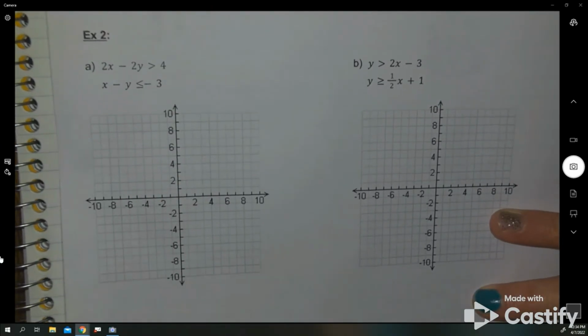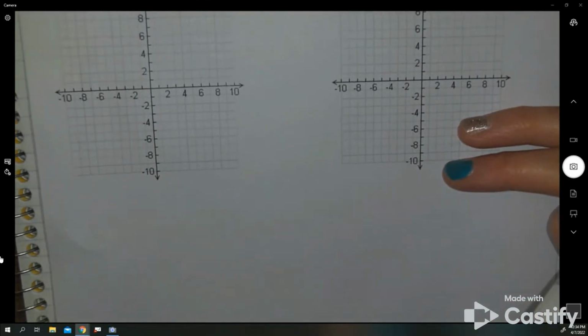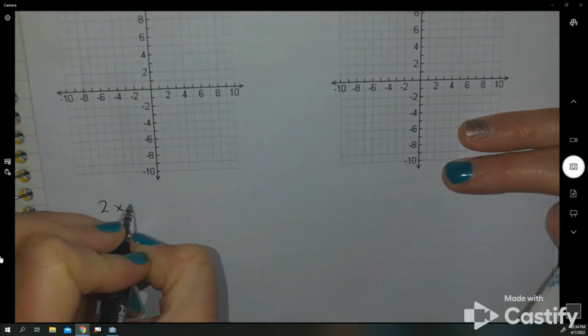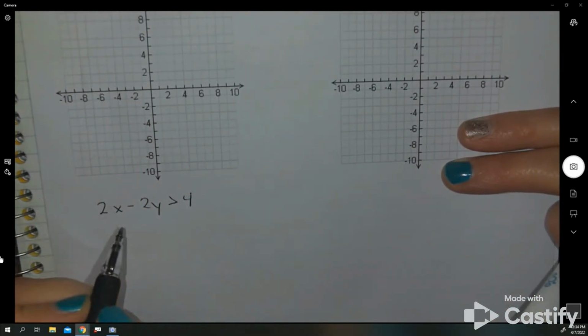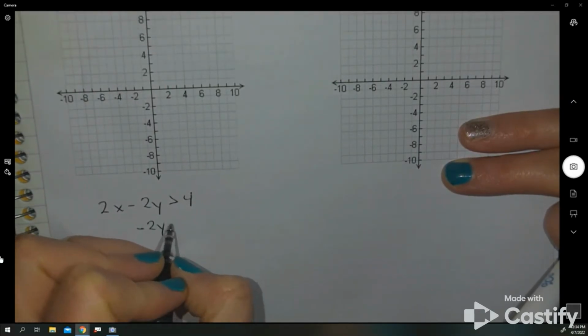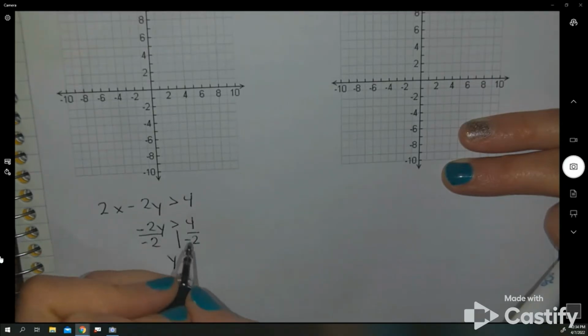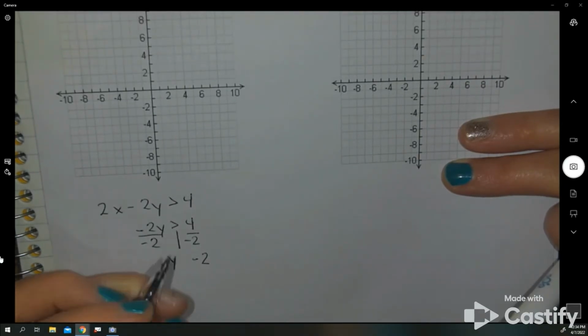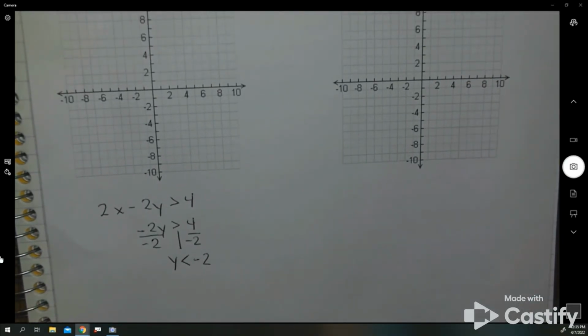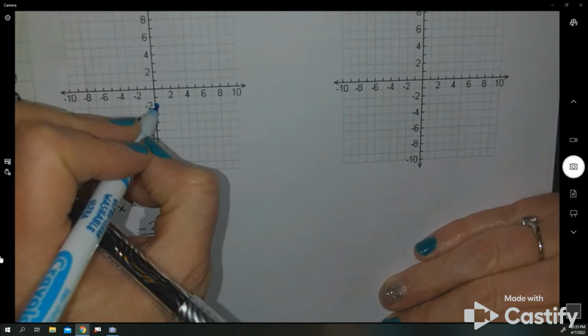Well, now we have to do this for both inequalities in our system. So let's take a look at that first inequality in part A, and let's figure out our x and y intercepts in order to graph this. If I plug in 0 for x, that leaves me with -2y is greater than 4. If I divide by -2, then I have y, and I have -2 here. Remember, when I divide by a negative, I have to flip the sign. So for this line, y is less than -2. So I'm looking at my y-intercept is -2.